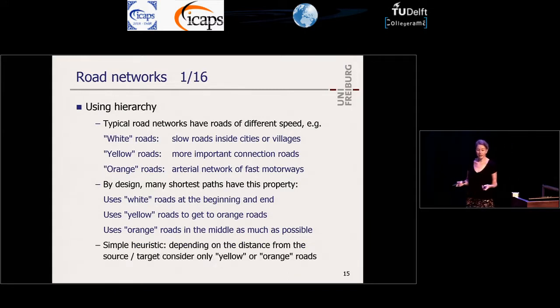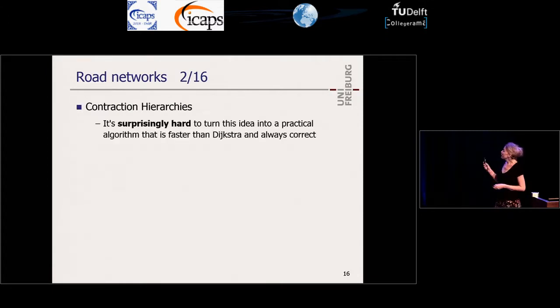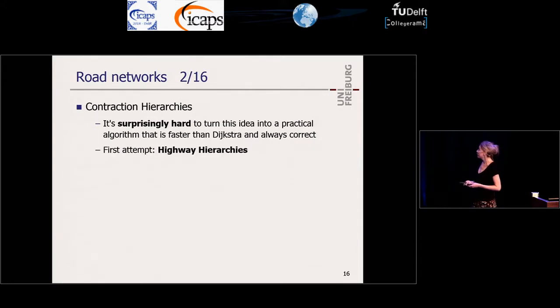Actually, you can build a navigation system like this, and people have done that. There are probably still some around. So you just use Dijkstra, and then you say, I'm 100 kilometers from the source, now don't consider white roads anymore, don't consider yellow roads anymore. Of course, it's wrong, can give you incorrect routes, but it's a heuristic. So here's a very nice algorithm. So it's surprisingly hard and took many years, decades, to turn this simple idea into a practical algorithm.